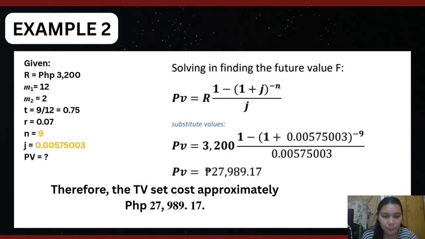So therefore, the TV set costs approximately 27,989.70. So, to conclude, the present value of the general annuity helps us determine how much a series of future payments is worth today. So, whether it is borrowing money or making monthly purchases, understanding how to compute the present value is a useful skill, especially in real life financial decisions.